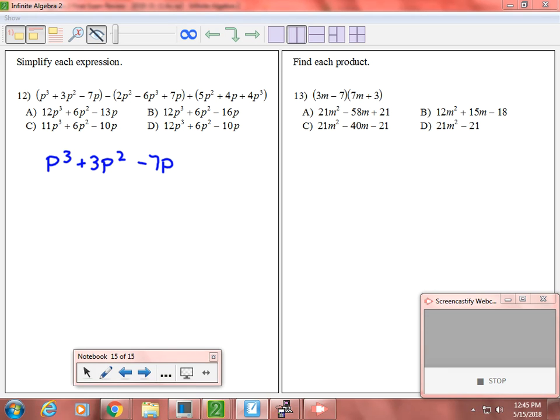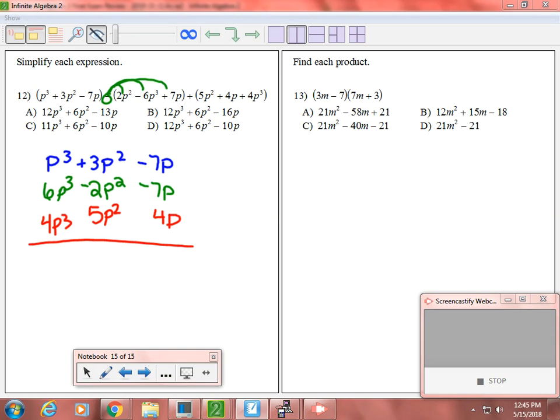Then the next one, I have to make sure I distribute this negative sign to all three of them. So I have negative p squared, a positive 6p to the third, and a negative 7p. And then my last one is 5p squared, 4p, and 4p to the third. Okay, so then I can add all those together.